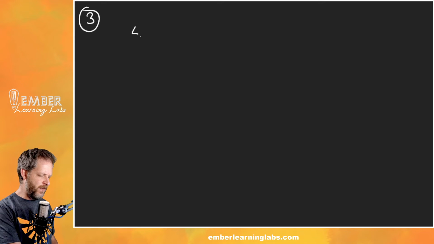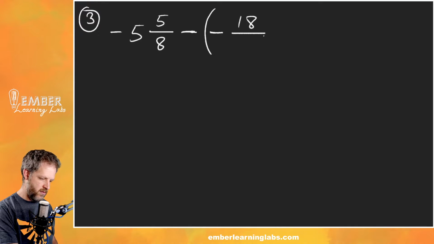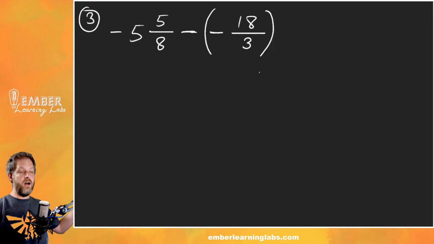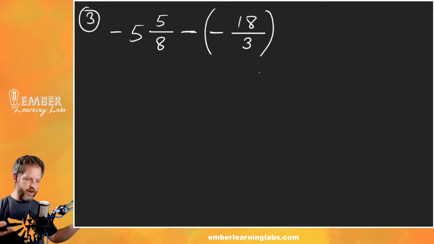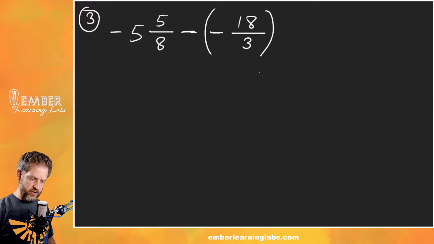So let's do 5 and 5/8 minus, actually, why not? Let's make it negative 5 and 5/8 minus negative 18/3. Okay, we got all kinds of puzzle pieces here. There are several different ways to do this particular problem, okay? Now you could do this one of two different ways. In fact, this one I think we really will do two different times.